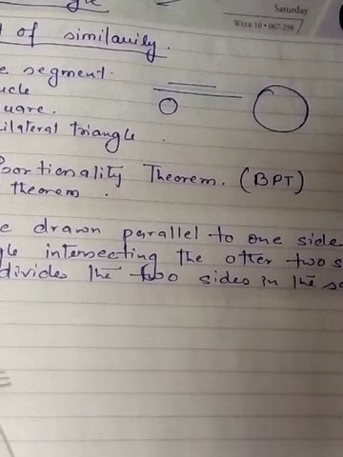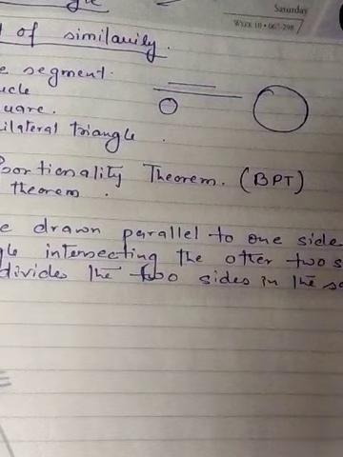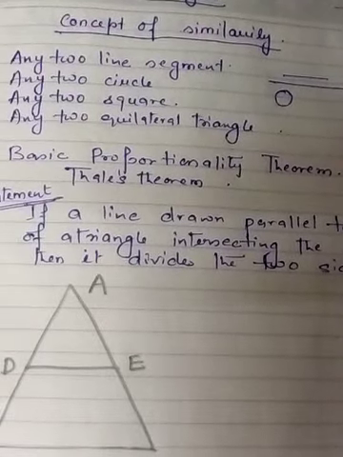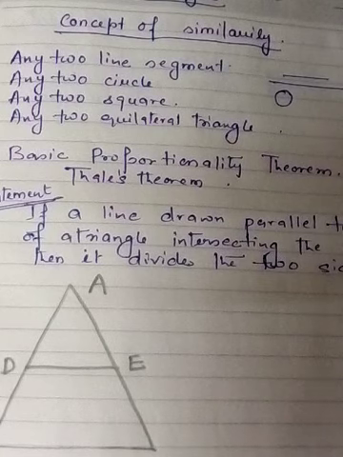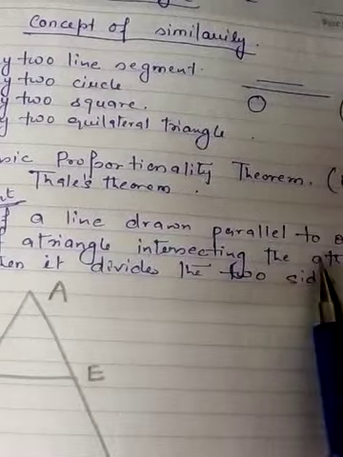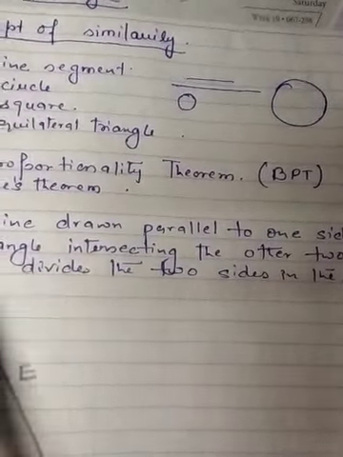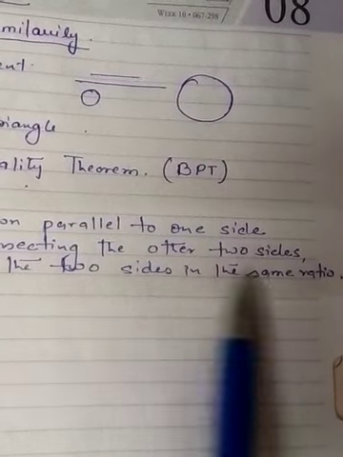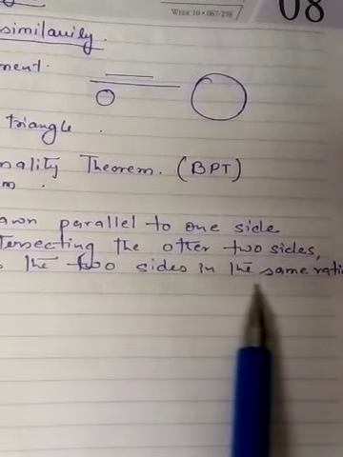So, the first and the most important theorem of this chapter is the BPT theorem, that is basic proportionality theorem. This is also known as Thales' theorem. Now, the statement of this theorem is: if a line is drawn parallel to one side of a triangle, intersecting the other two sides, then it divides the two sides in the same ratio.